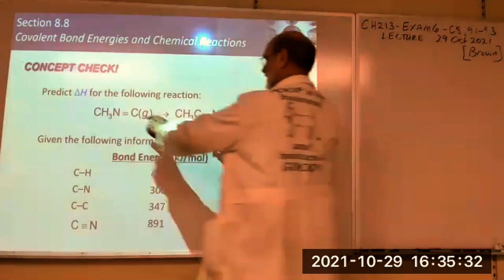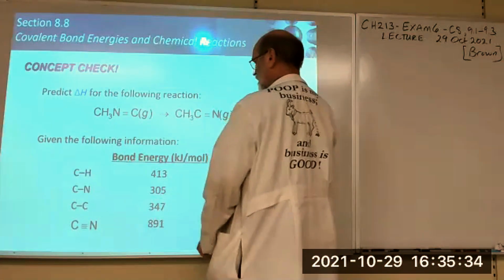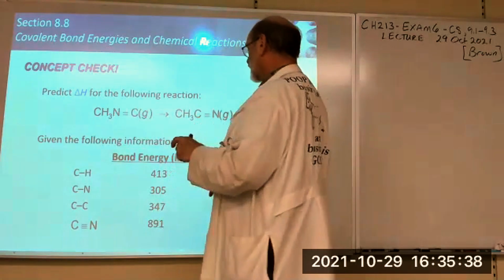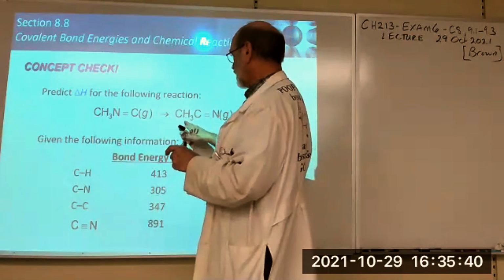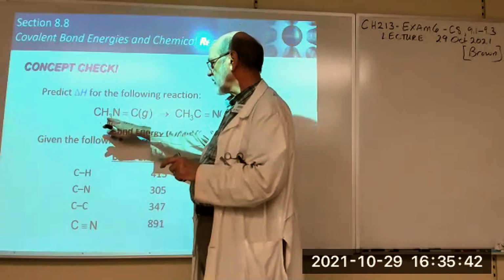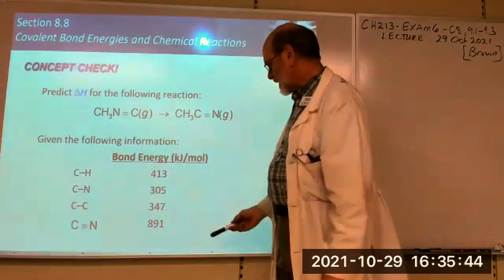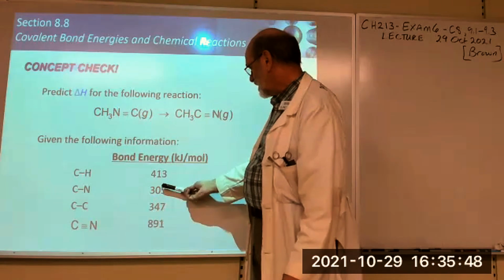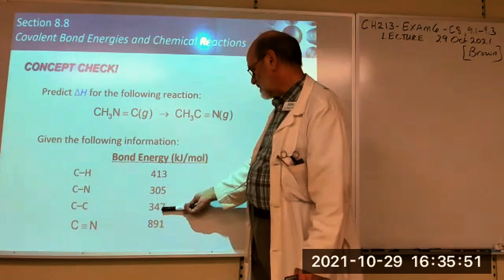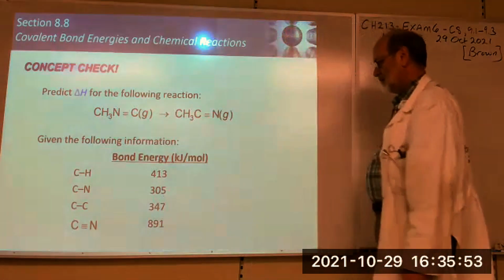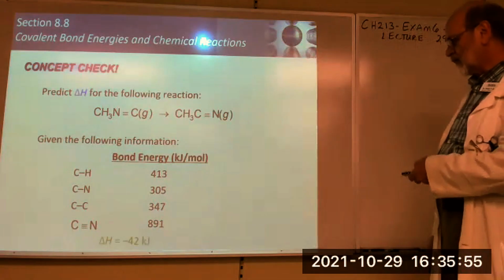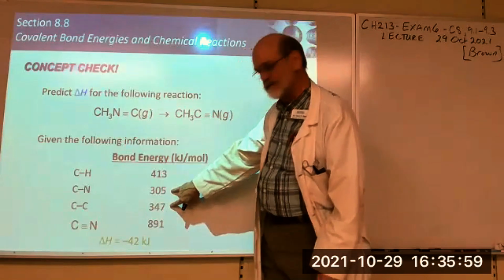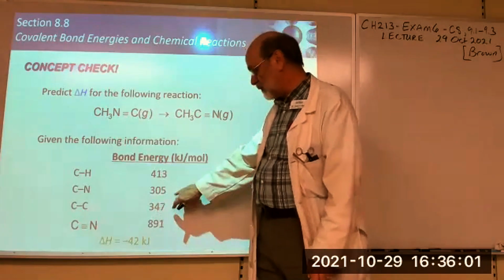On this one, you've got a carbon-carbon bond instead of a carbon-nitrogen bond, and the 3 hydrogens around it, and the carbon-nitrogen triple bond. So these are both the same on both sides. The carbon-hydrogens are the same. The only difference is this carbon-carbon and that carbon-nitrogen. So if we take this carbon-nitrogen and subtract the carbon-carbon, we should get 42. The difference between these two is 42 kilojoules, or negative 42.